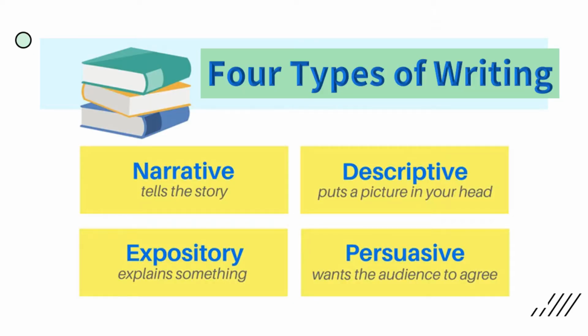We have here the 4 types of writing: narrative, expository, descriptive, and persuasive. The first type of writing, narrative. When we say narrative, it is used in almost every longer piece of writing, whether fiction or non-fiction. It comes with characters, conflict, and settings. For example, we have novels, short stories, and anecdotes.